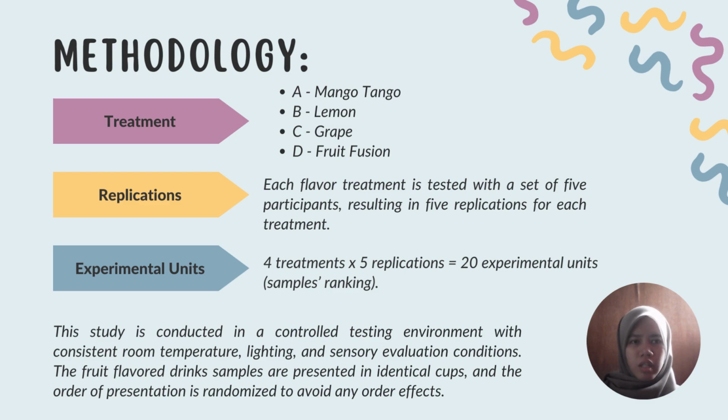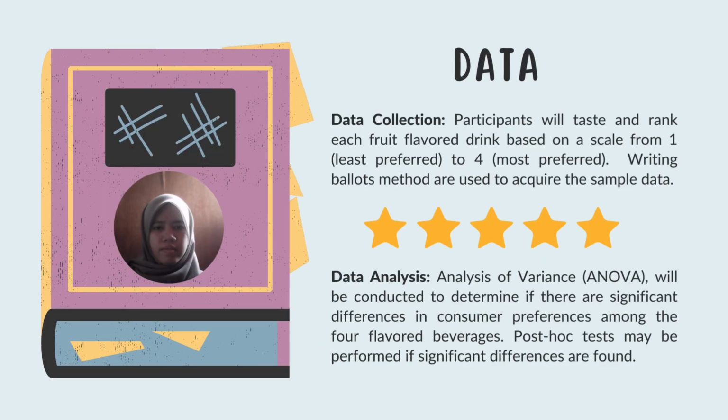The study is conducted in a controlled testing environment with consistent room temperature, lighting, and sensory evaluation conditions. The fruit-flavored drink samples are presented in identical cups, and the order of presentation is randomized to avoid any order effects. Data collection: participants will taste and rank each fruit-flavored drink on a scale from 1 least preferred to 4 most preferred. Written ballots are used to acquire the sample data. Data on preferences will be recorded after each testing session.